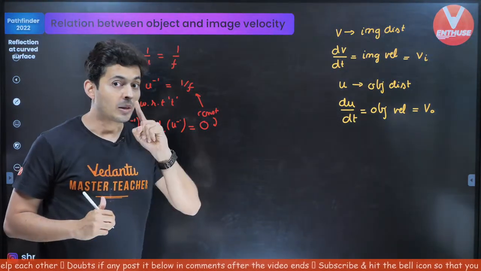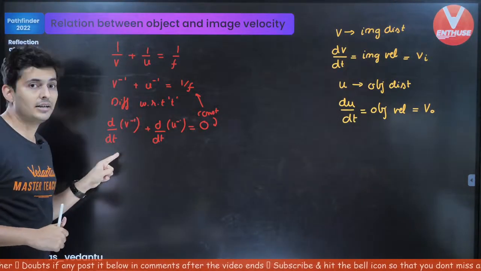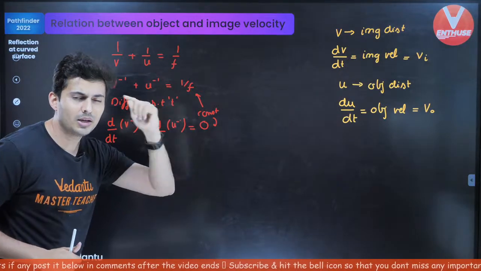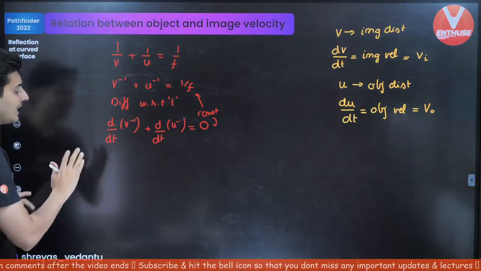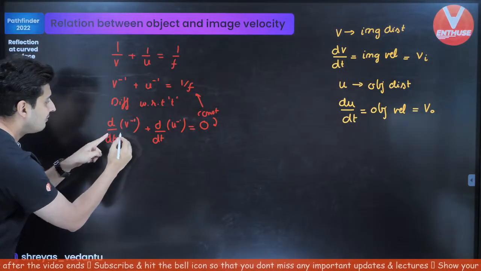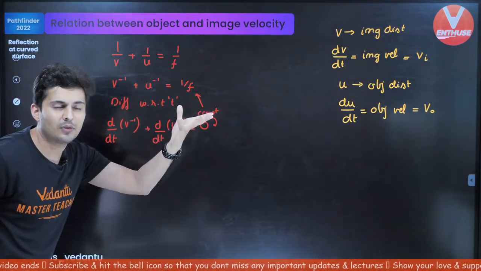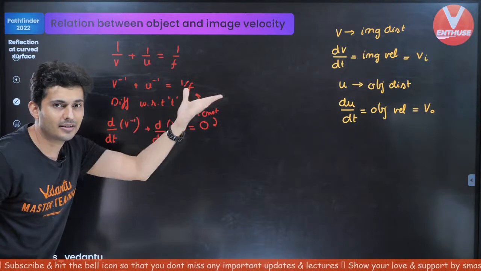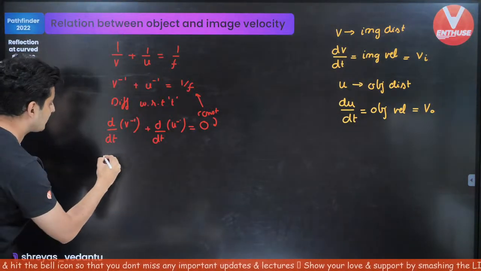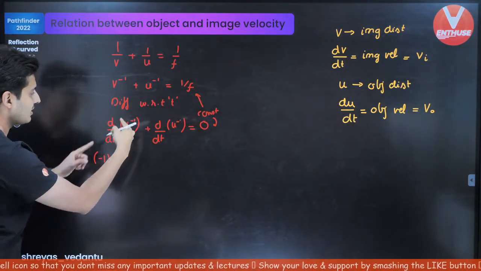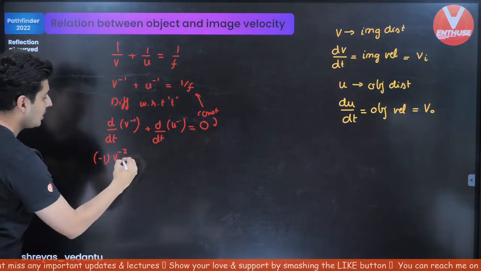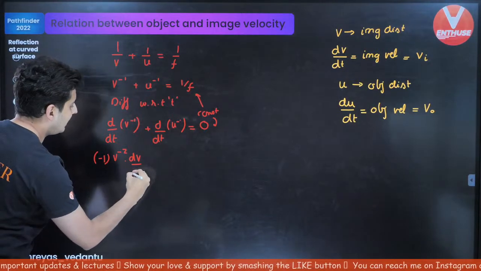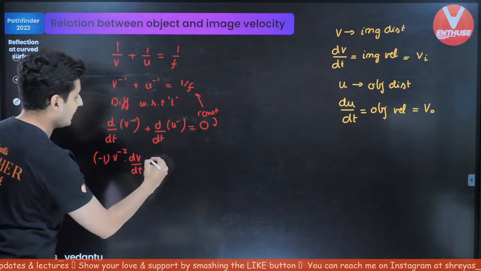Now for V raised to minus 1, you can use the nx raised to n minus 1 formula. But since the variables are different, you need to use the chain rule, and if you remember derivatives clearly, you will get it very easily. So n is minus 1, into x raised to n minus 1. So V raised to minus 1 gives minus 1 into V raised to minus 2, into the chain rule dV by dt.